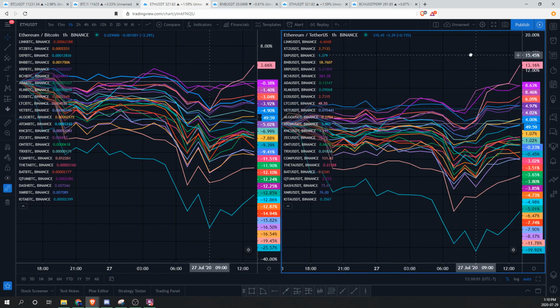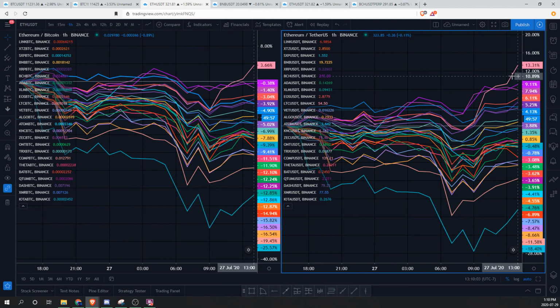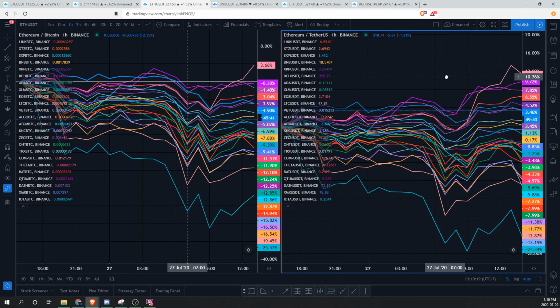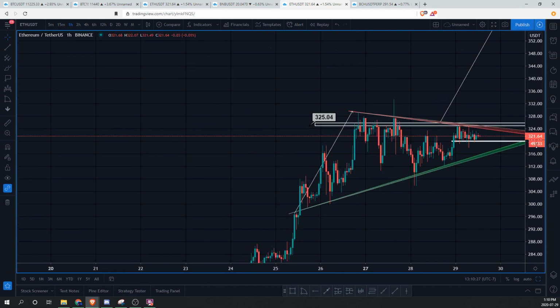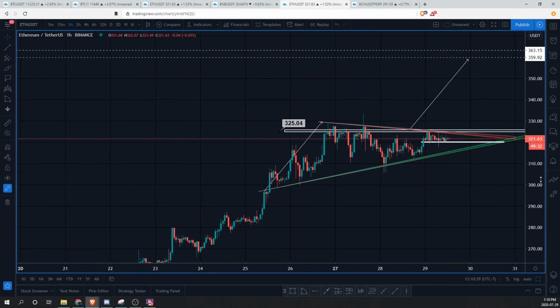In terms of paired against USDT, Litecoin is up there. We also see stuff like BCH, Bitcoin Cash. ZEC, we did look at ZEC. It wasn't too spectacular. EOS is up there, not too great. And then you see Ethereum up there as well. So I think the main thing we want to be looking for is Ethereum. Big potential play here for Ethereum in my personal view.